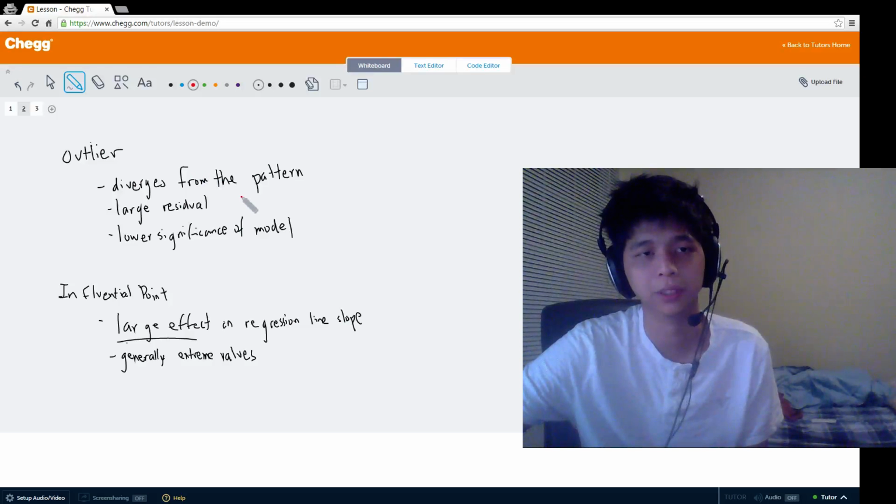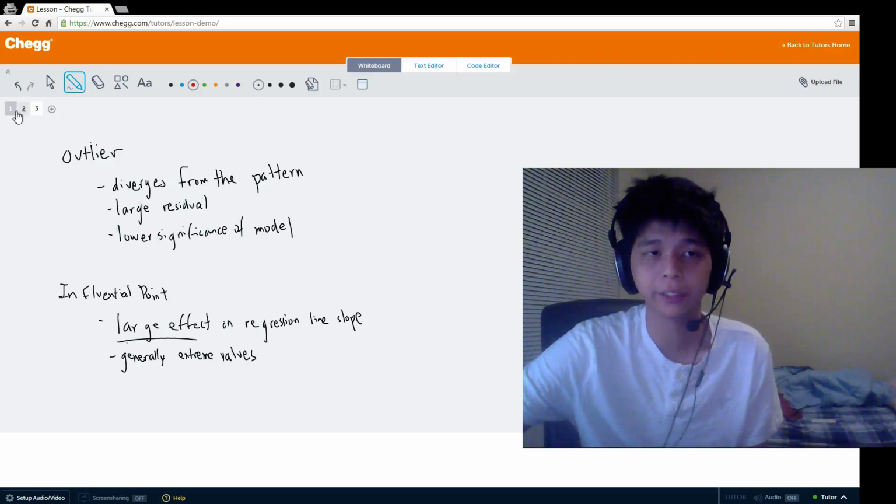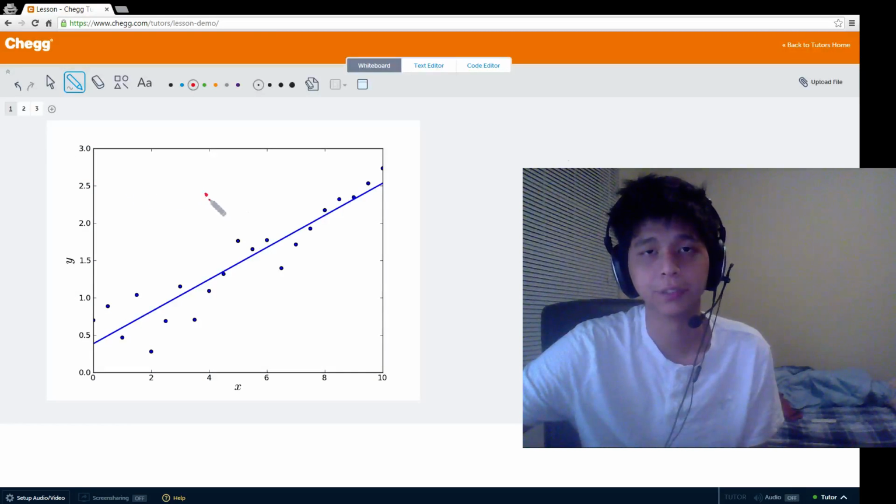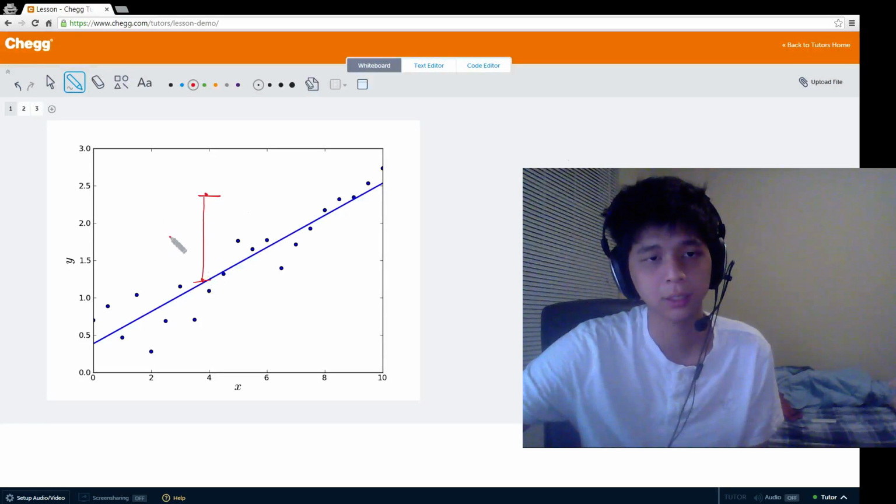Let's go over some other attributes of this outlier. Outliers generally have large residuals. Recall that a residual on a linear regression is the difference between the actual y value of a point, which over here is around 2.4, and the predicted y value of the least square regression line. That'd be around here, around 1.2 to 1.3. So this difference here will be our residual.